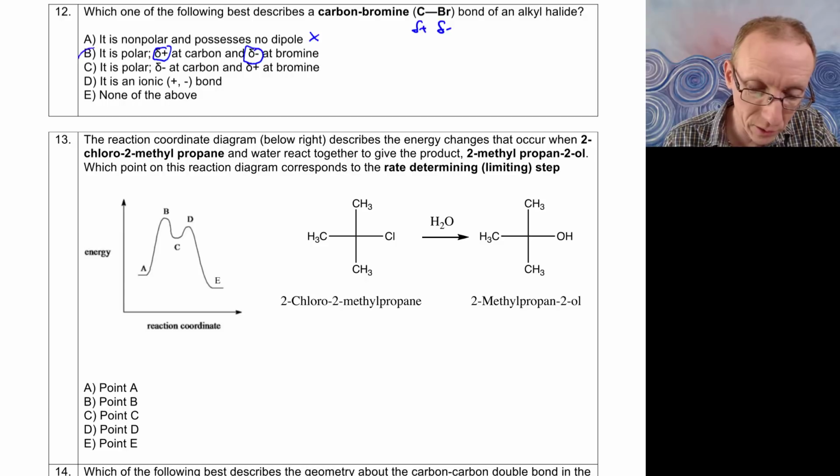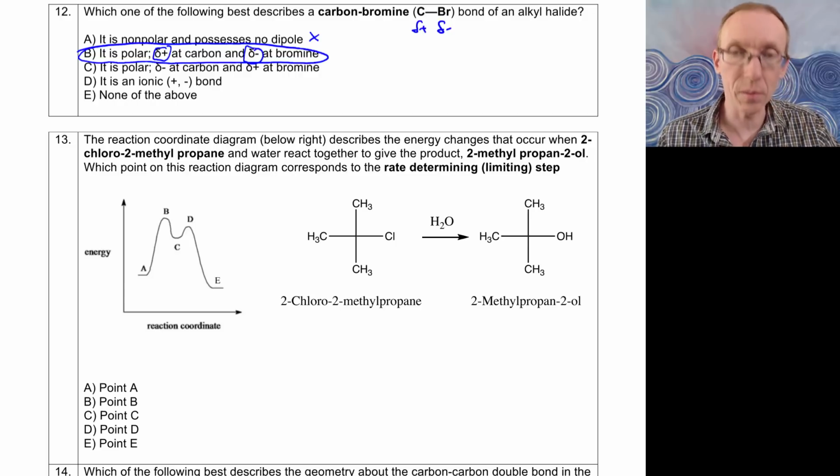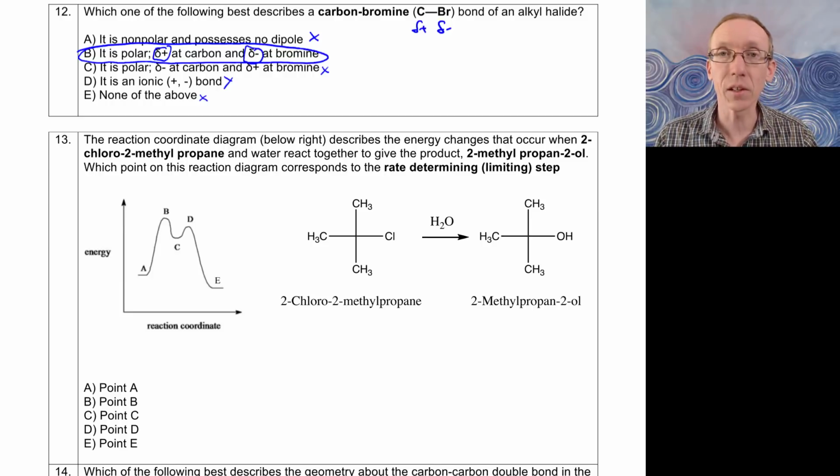So we've already found our correct answer there, but we'll just check through the others. C: it is polar, delta negative at carbon, delta positive at bromine. For that to be true, carbon would need to be more electronegative than bromine, but that's not the case. It's the other way around. So that's not true. D: it is ionic. No, it's not true. It's a covalent bond. And none of the above is not correct. So we found our correct answer is B.